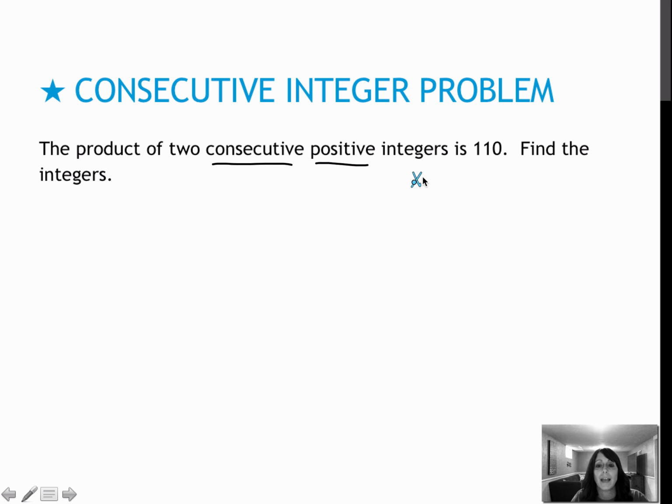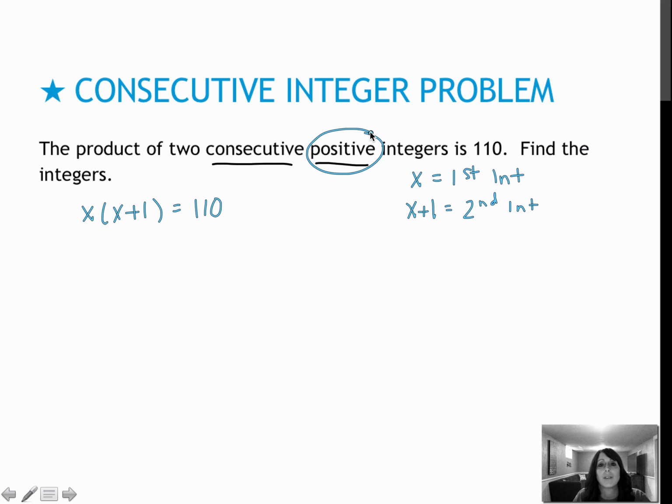Again, I would let x represent my first integer, but because this one is consecutive integers, it's not odd integers, which are 2 away, my second one would be x plus 1, so it's just the very next number would be my second integer. Now the product of them is 110, so x times x plus 1 equals 110, and I haven't dealt with the positive yet. I'm going to do that when I get to the end of the question.